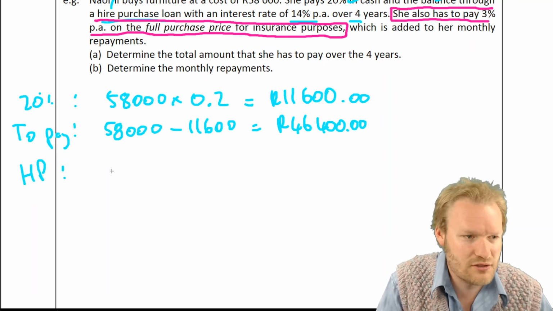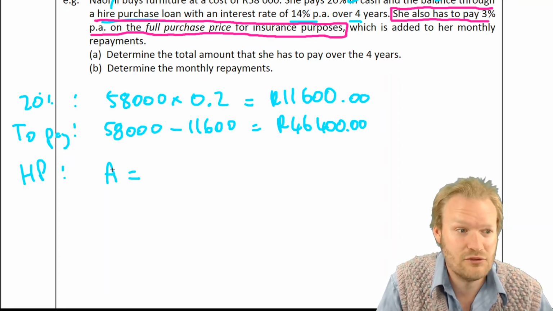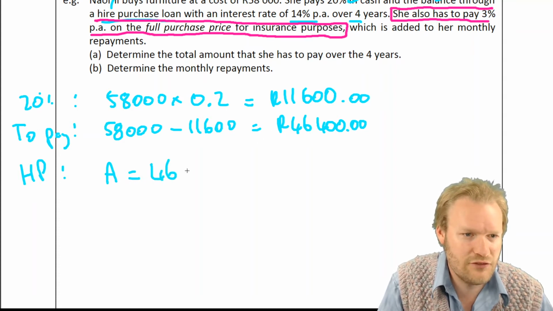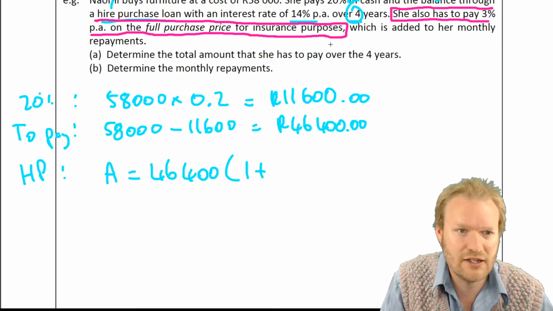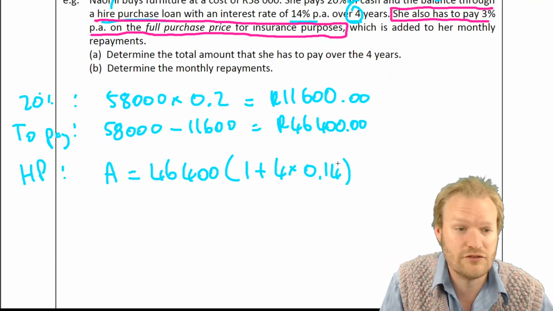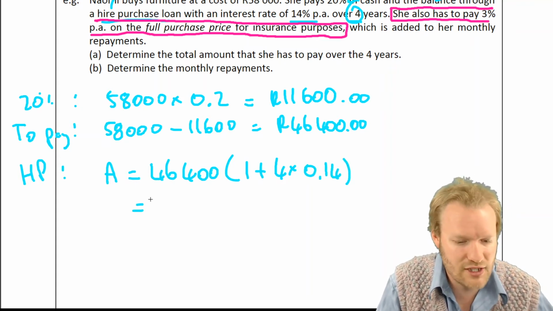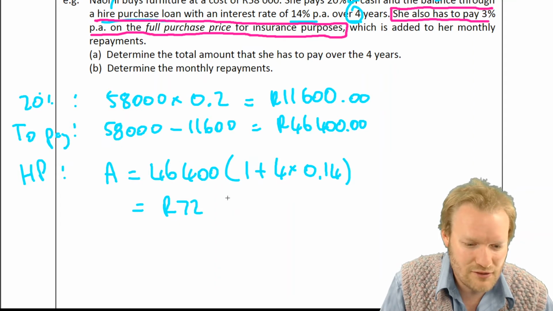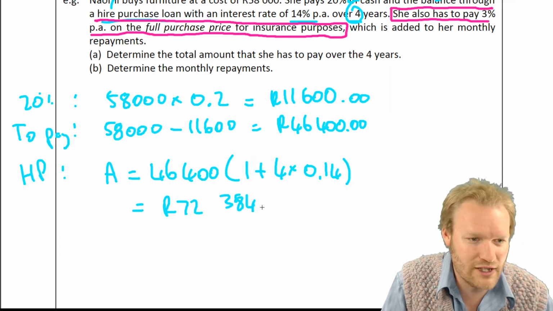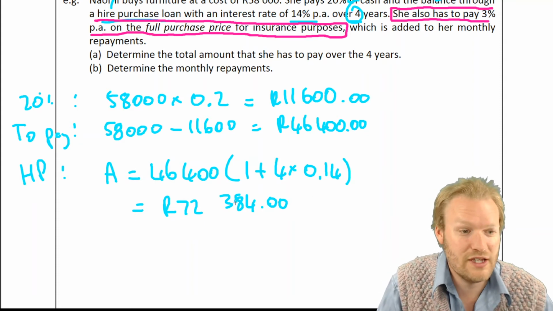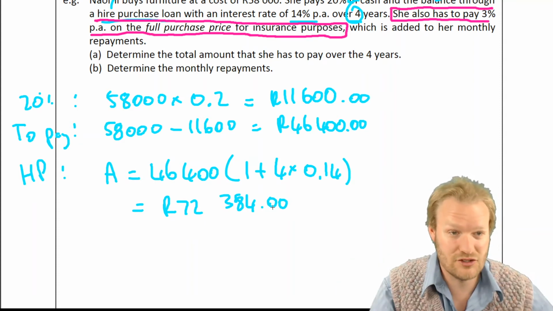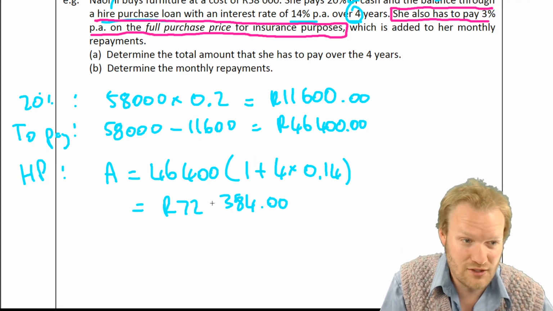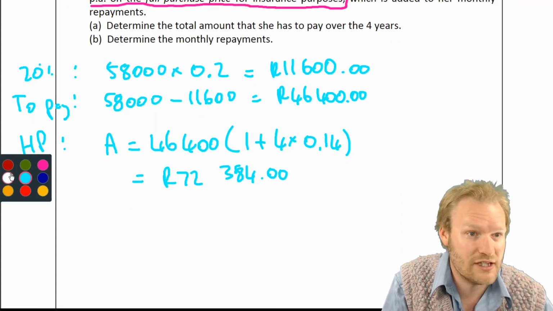So in the hire purchase, altogether, well, the accumulated amount is this: 46,400 times (1 plus n, well, n was 4 years, times the percentage, which was 0,14 because 14%). Okay, so we punch that into our calculator and we get 72,384 rand. Excellent. So that's how much in the hire purchase altogether she needs to pay over the 4 years. Hire purchase, there it is. Let's look at the insurance now.